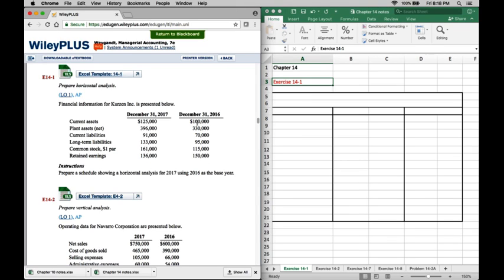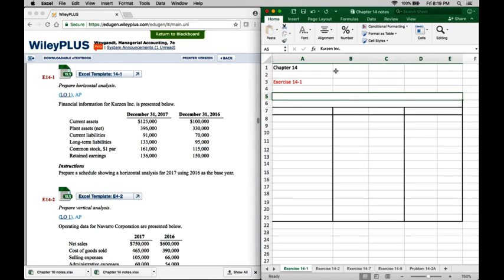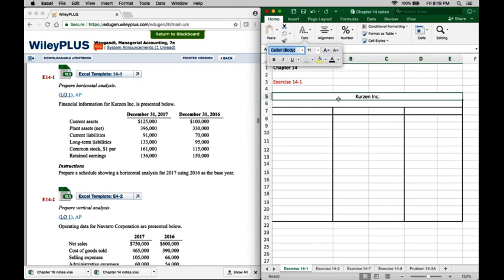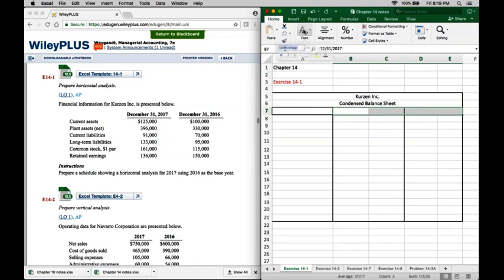So basically what we'll be doing is looking to see did the numbers increase or decrease from 2016 to 2017, and then we'll see what was the percentage increase or decrease. So using this information, I've set up an Excel sheet. In the first line, I will always start out with the name of the company. In the second line, I'll identify what I am doing. In this case, I'm preparing a condensed balance sheet. And in the next line, I'm identifying that this condensed balance sheet is for 2016 and 2017 at December 31st.